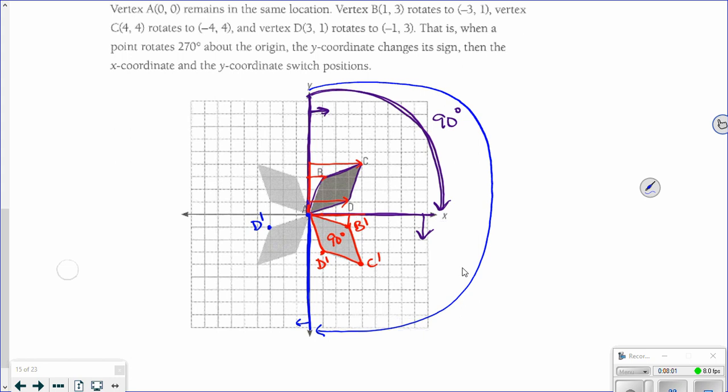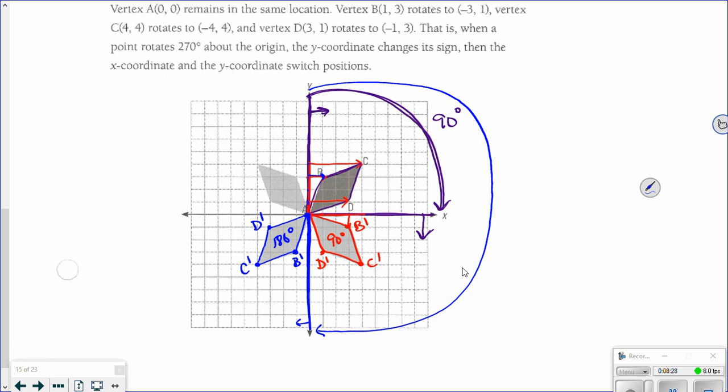To get to B, I had to go 1, 2, 3 along my reference line and 1 over. So 3 along my reference line, 1 over takes me to B. And C was 4 along the line, 4 away from the line. So 4 along the line, 4 away from the line. So this right here is my 180-degree rotation.